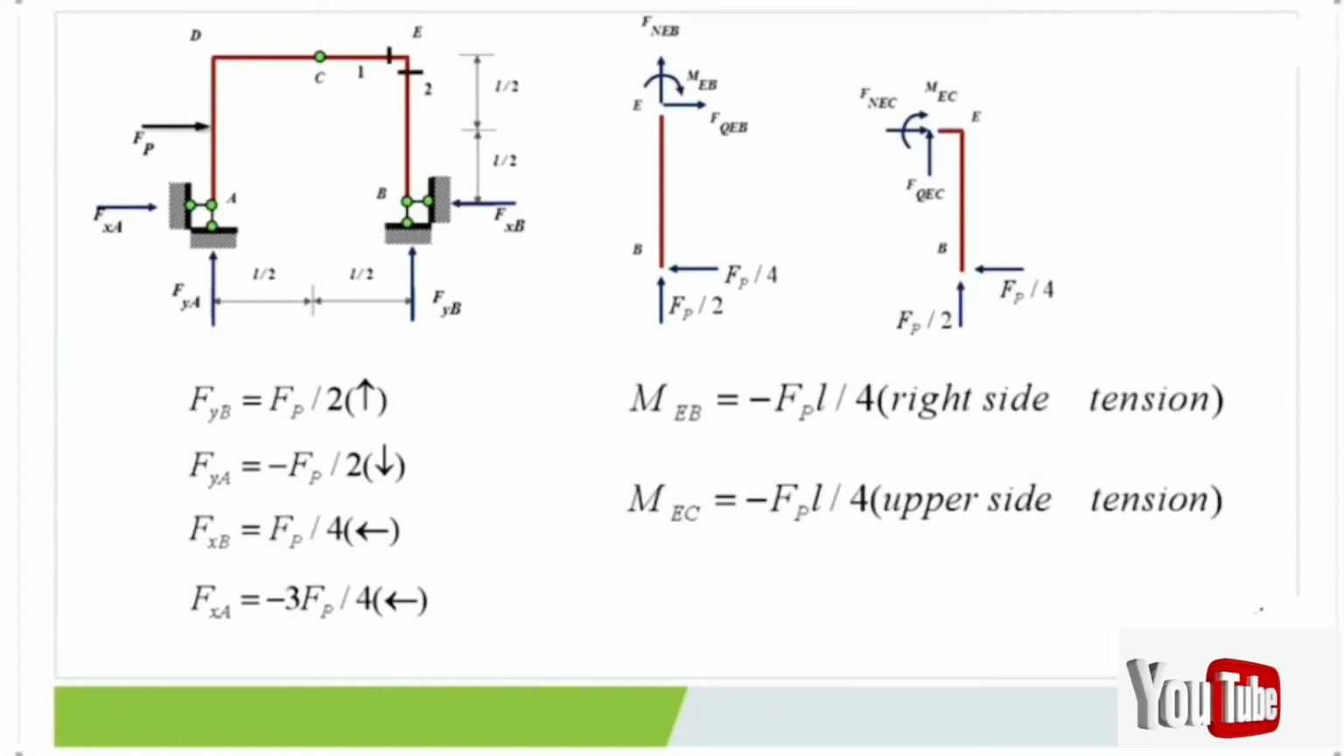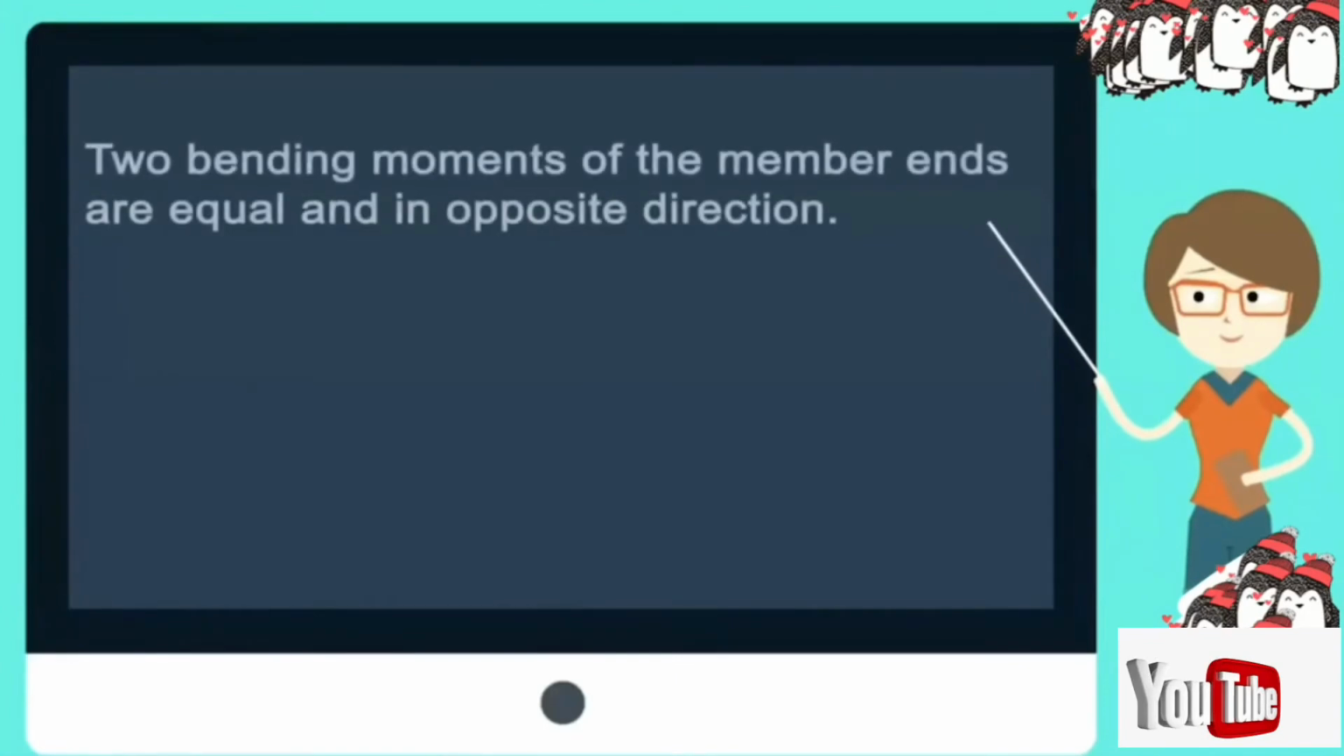Actually, we could also take joint E as a free body, like this, to calculate the bending moment of section 1, if we have already known section 2's bending moment Meb. According to sigma Me equal to 0, Mec is equal to Meb, both outside in tension. For a rigid joint connecting two members, the two bending moments of the member ends are equal and in opposite direction.